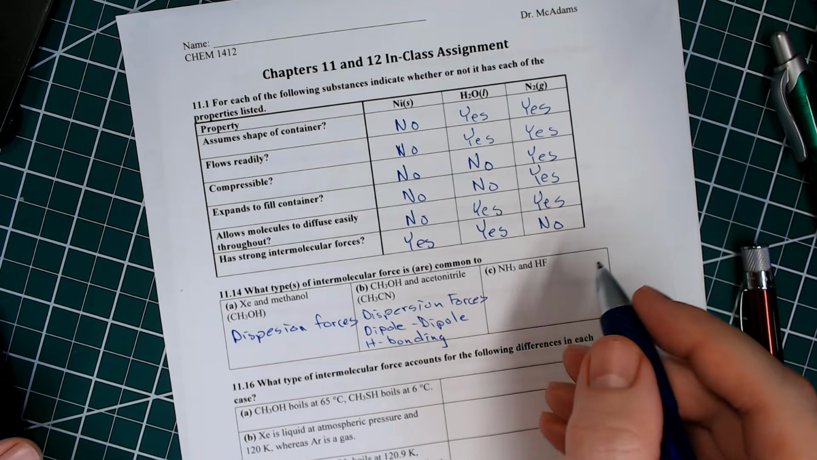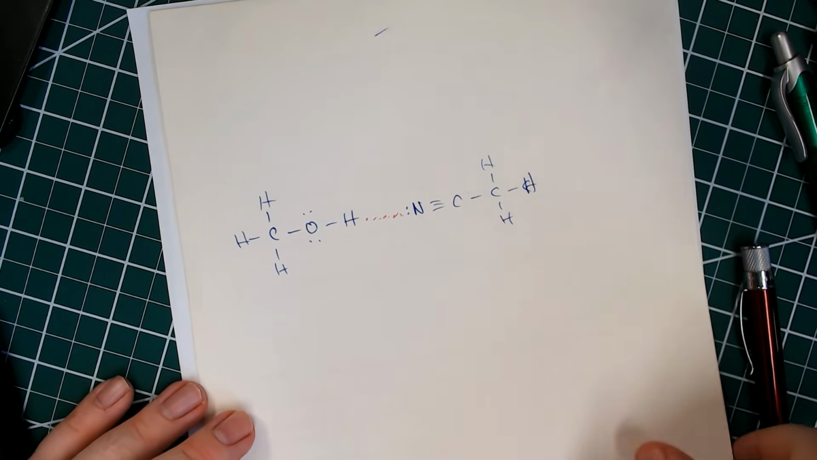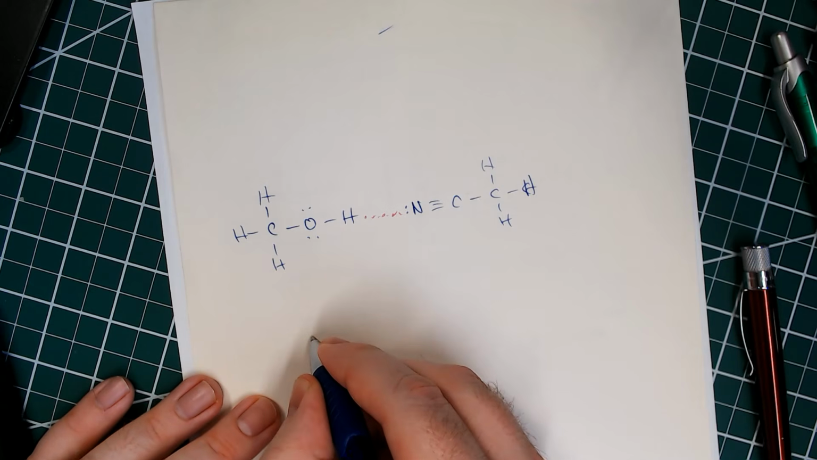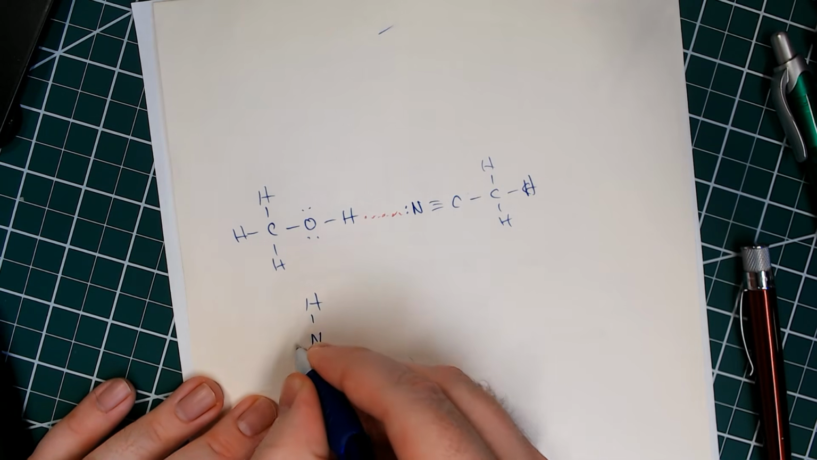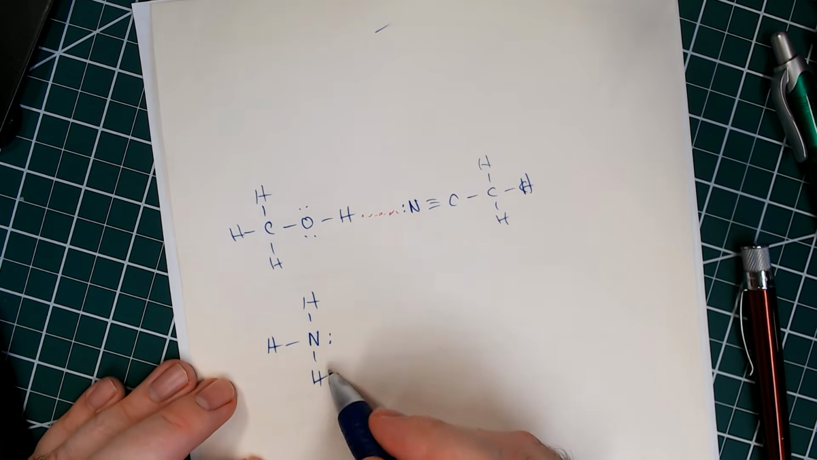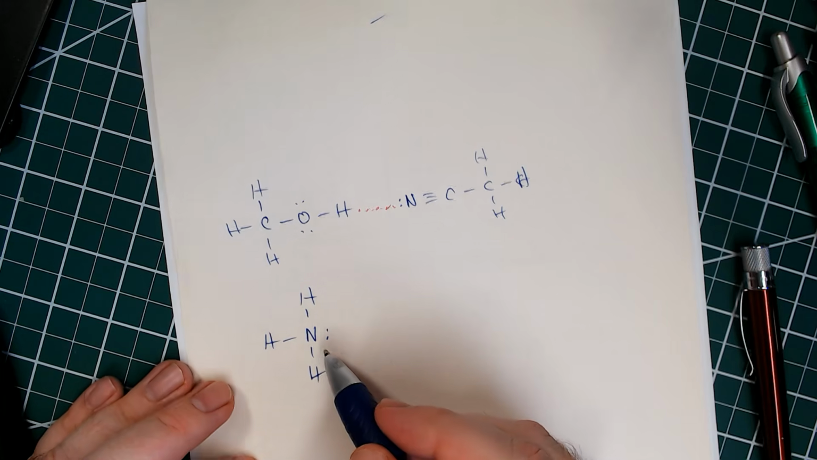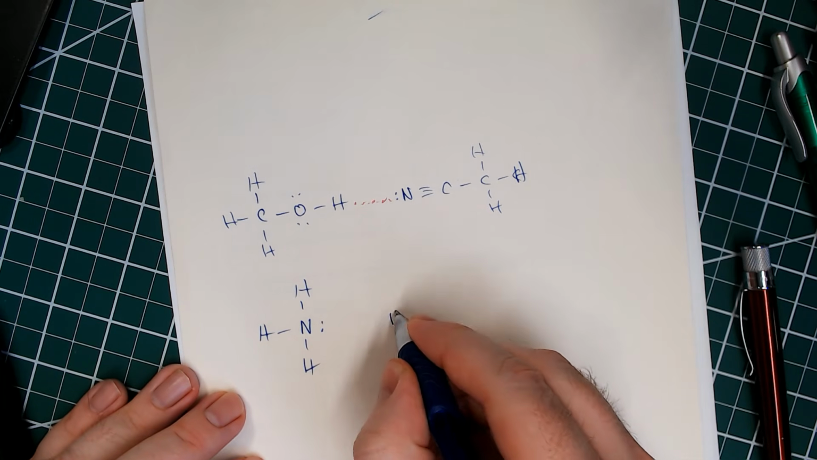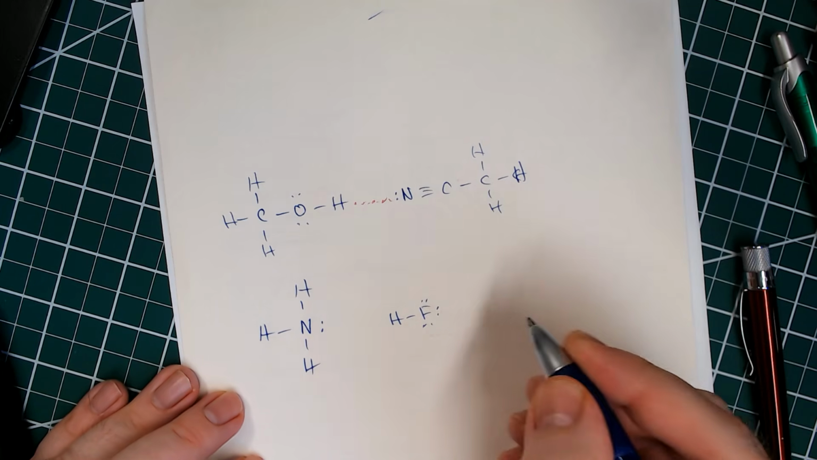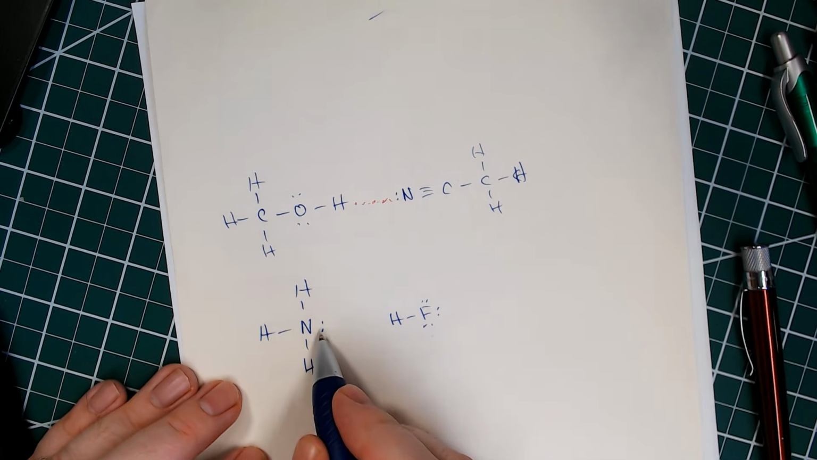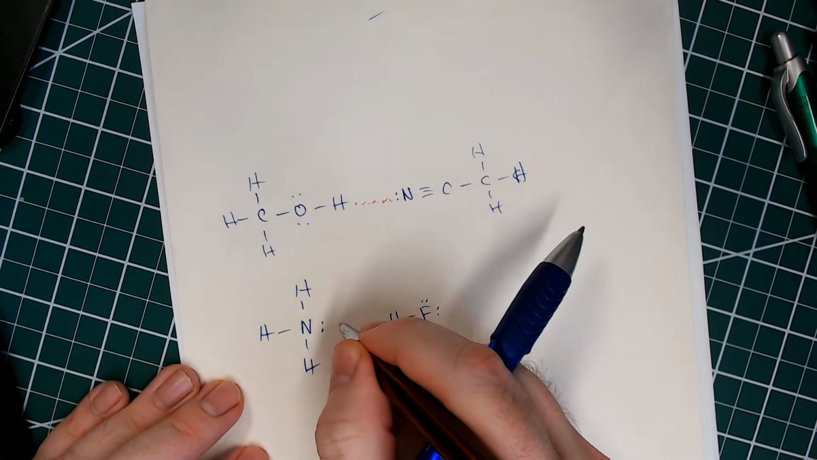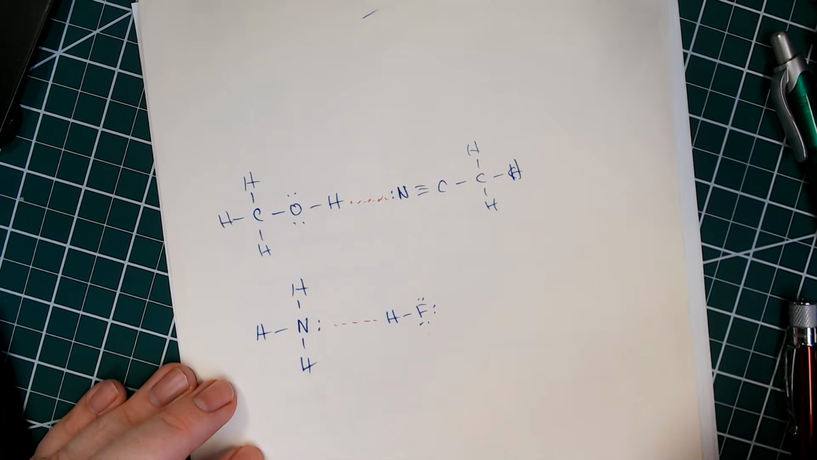All right, for ammonia and HF, I'm going to go back to our page here. Turns out there are two different ways that we can draw this. Here's ammonia. All right, well there we have hydrogen that's covalently bonded to nitrogen. And then on HF, we have hydrogen that is covalently bonded to fluorine. Well, because there's a lone pair on the nitrogen here and a hydrogen on the fluorine, we can get a hydrogen bonding interaction between those two.